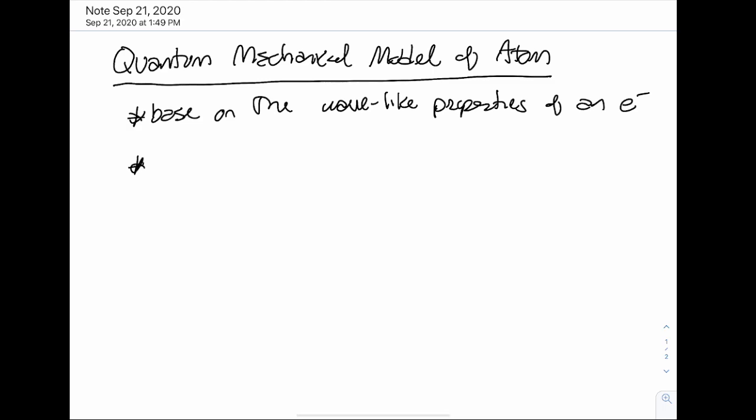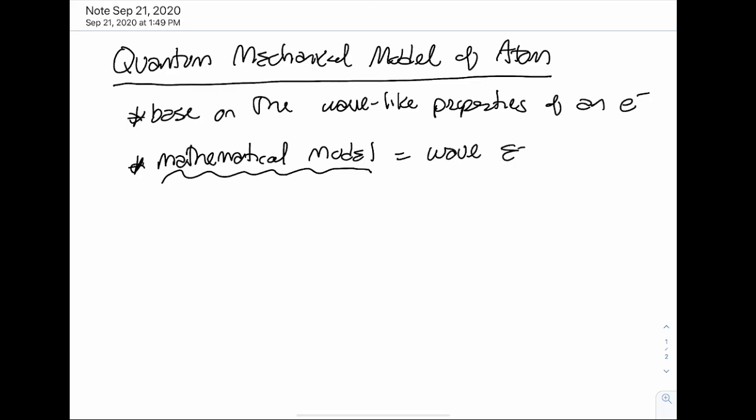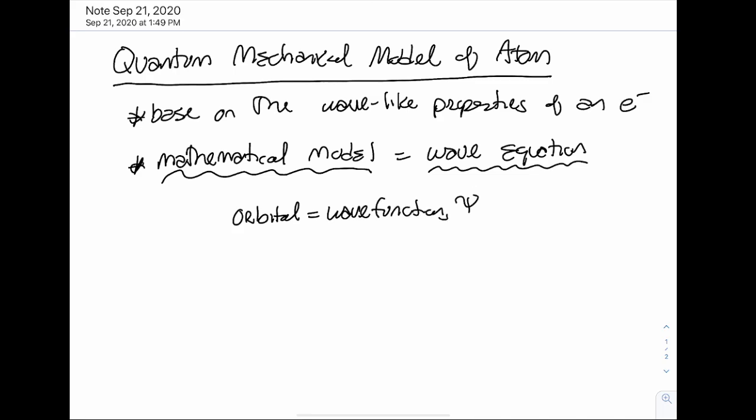It is a mathematical model, and it's in the form of the wave equation. The solutions to the wave equation are our orbitals, and our orbitals are going to be defined as the region of space where we're likely to find that electron. So our orbital, also called a wave function, is given the abbreviation capital psi, and these are the solutions to the wave equation.